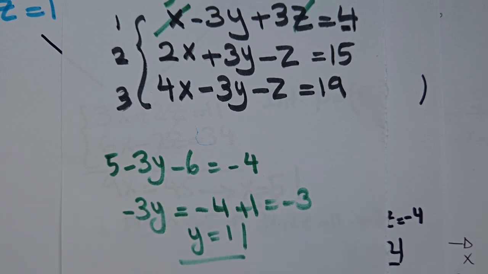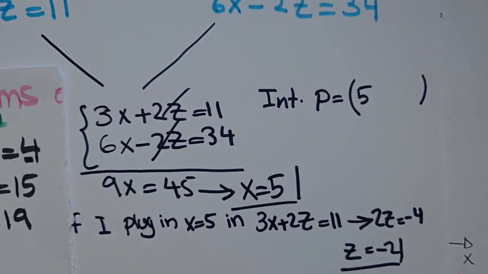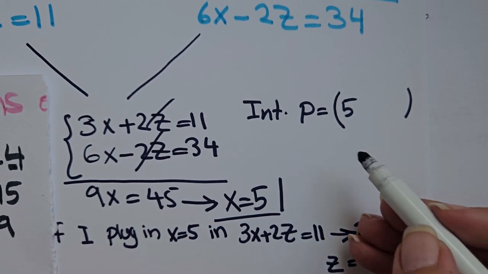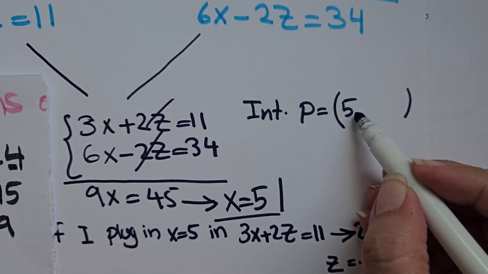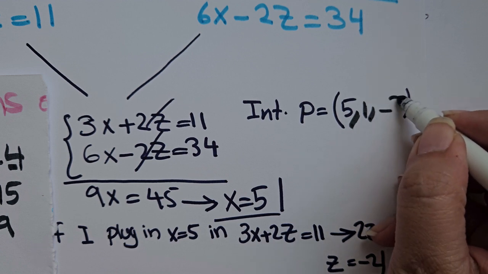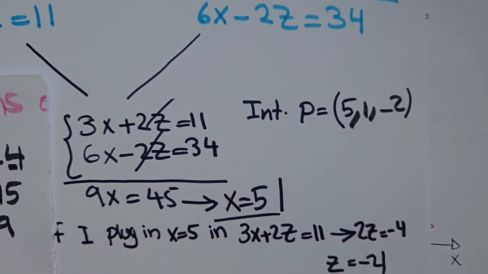Right? Now, we can go back here. The intersection point would have the x coordinate as 5, y as 1, and the z as negative 2. Whatever method you use, you should get the same answer.